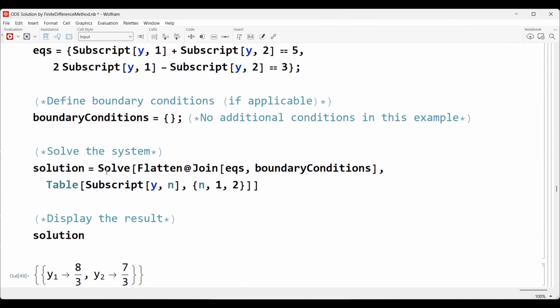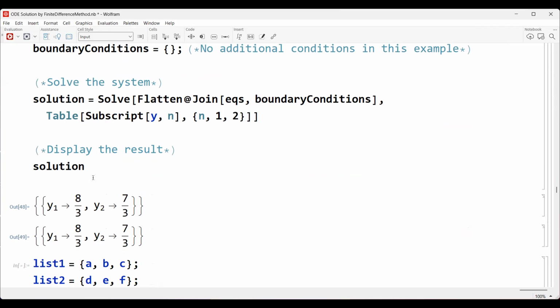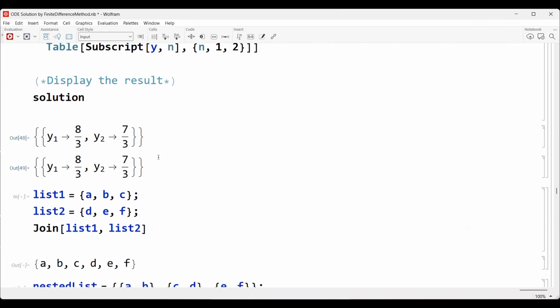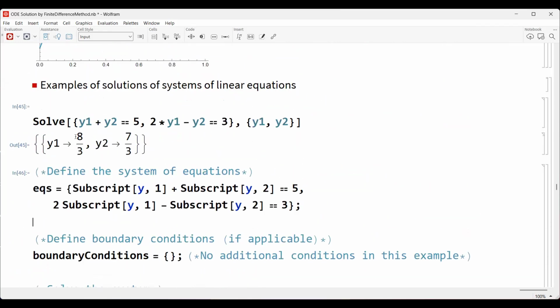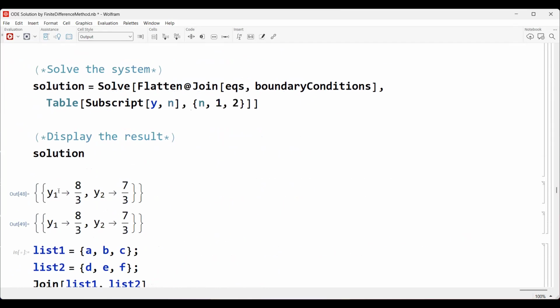So the solution here is solve, flatten, and join, with no equation boundary conditions. We have the subscript yn, where n is from 1 to 2. Display the equations and the solutions. We have the solution here, and it is the same. We also have the same solution here.